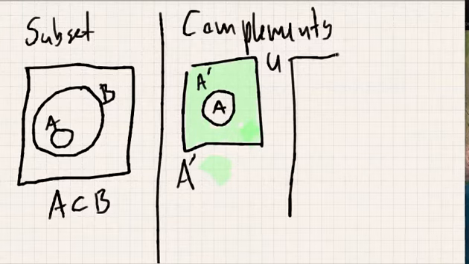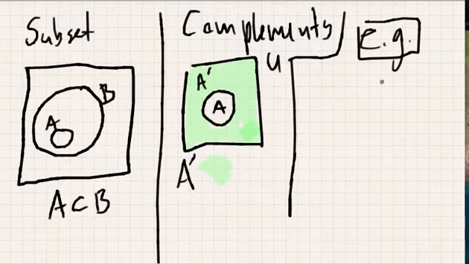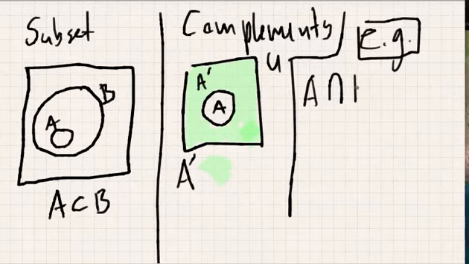Alright, so now we can do some more complicated looking sets. Let's say I wanted to illustrate A, let's say, intersect B bar.